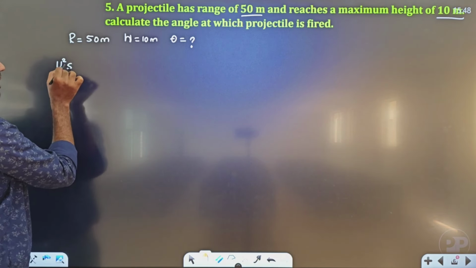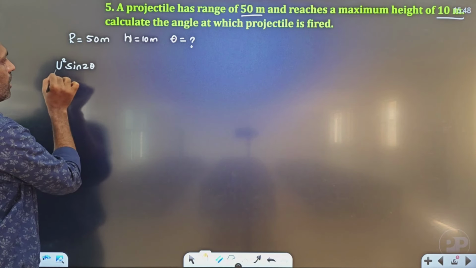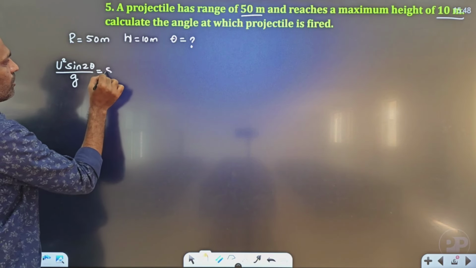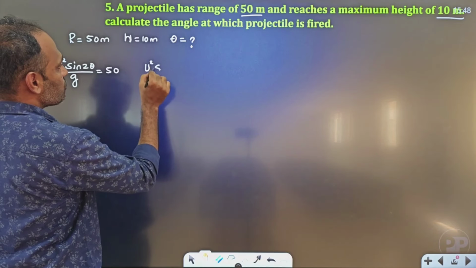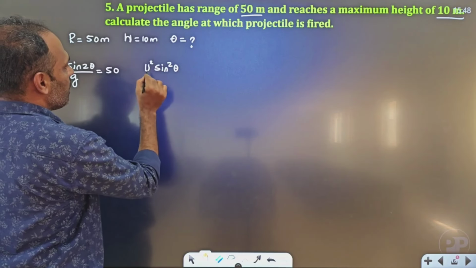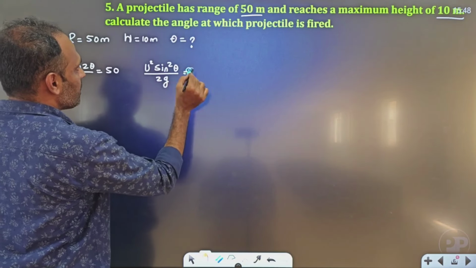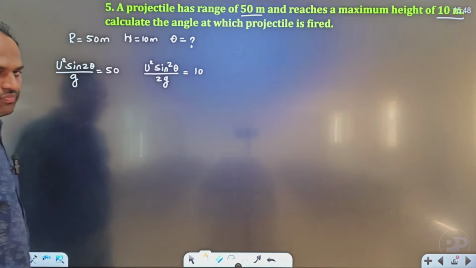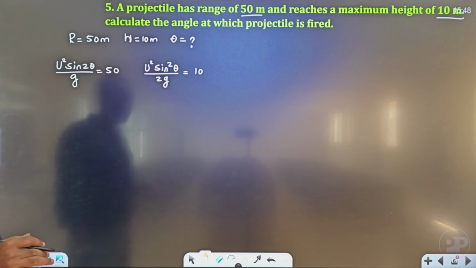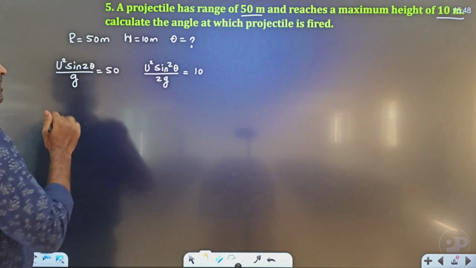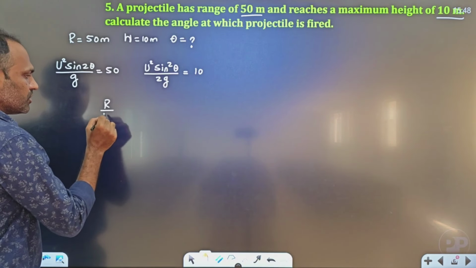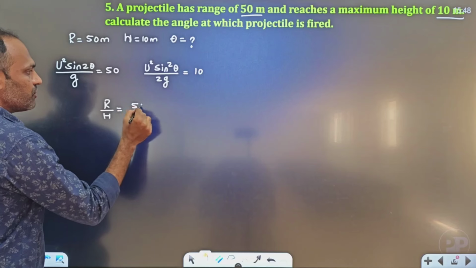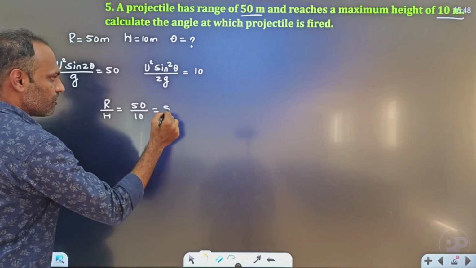What is the formula of range? Range is u square sin 2 theta upon g. Right? This they have given as 50 meter. What is the formula of height? Height is u square sin square theta upon 2g, equal to 10. Correct? Now let us take the ratio, r divided by h. R divided by h is 50 divided by 10, which is 5.